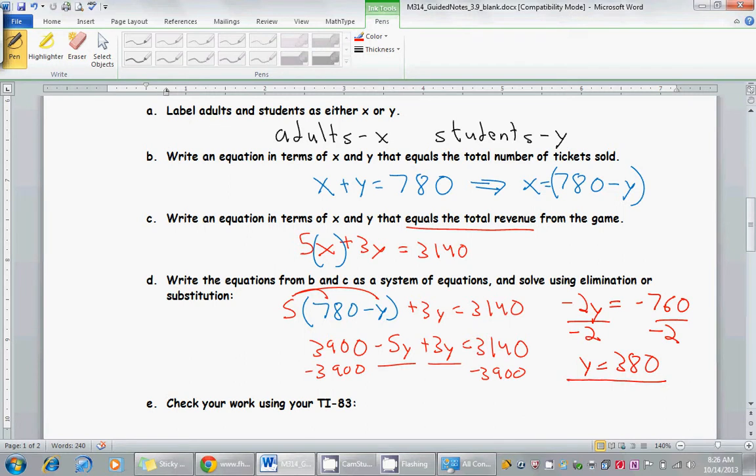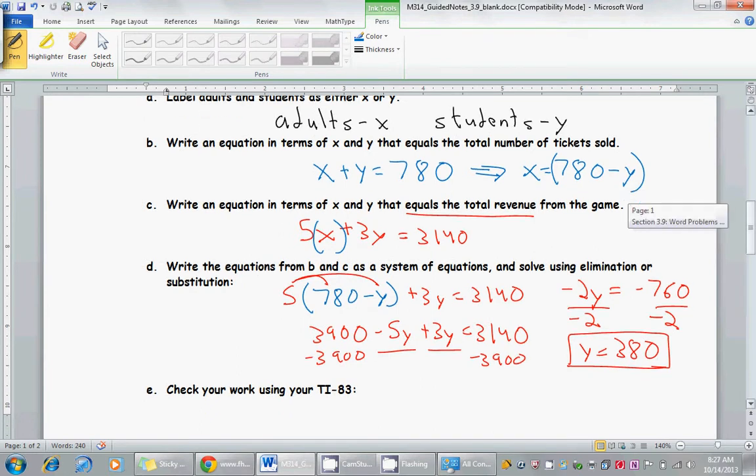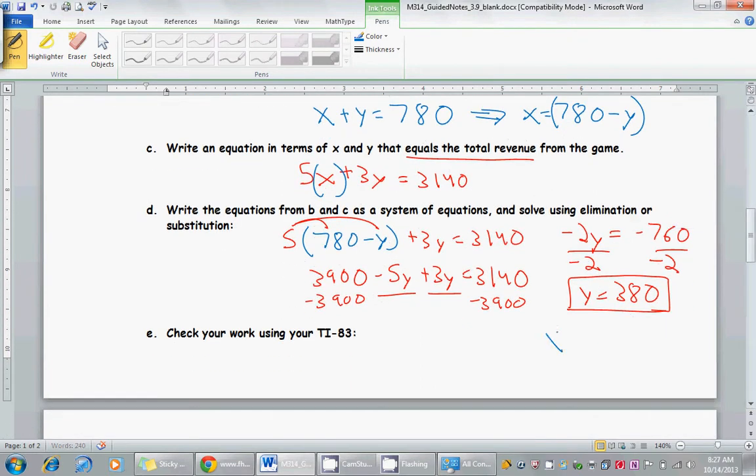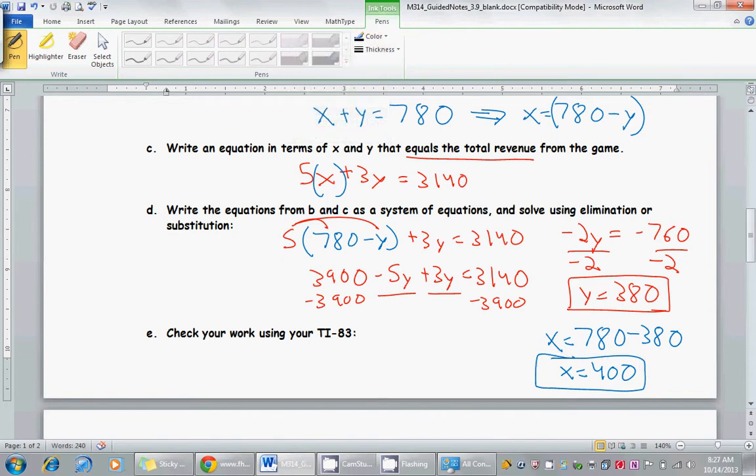So here's my answer for y, 380. And now I can take this value of y, plug it into what I solved x to be. X equaled 780 minus y, so I will write 380. And so x is going to be 400. And so I am done, right? Moving on.